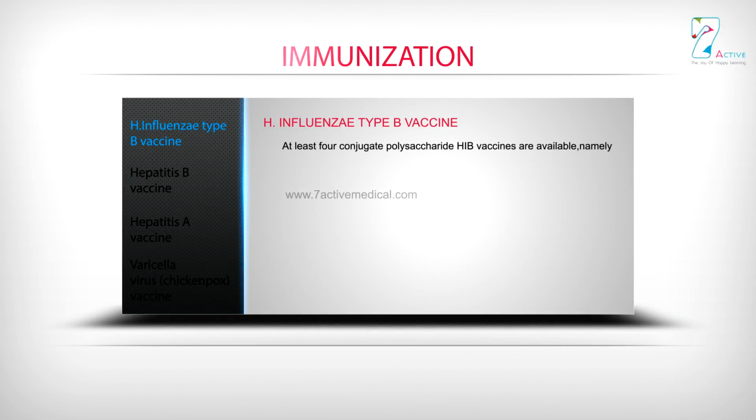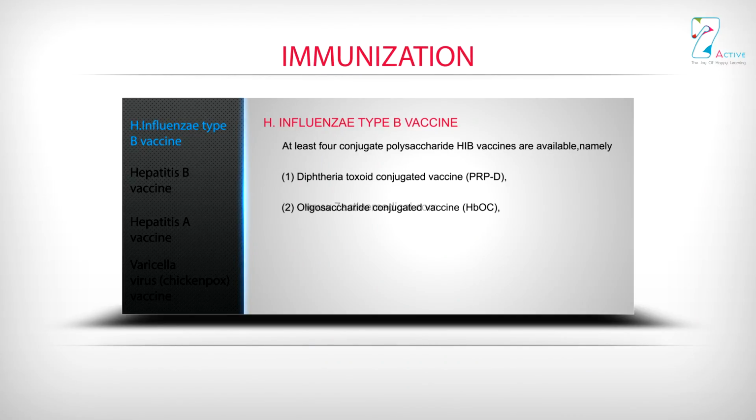At least 4 conjugate polysaccharide HIB vaccines are available, namely 1. Diphtheria toxoid conjugated vaccine PRP-D. 2. Oligosaccharide conjugated vaccine HbOC. 3. Meningococcal OMP conjugate vaccine, and 4. Tetanus toxoid conjugated vaccine HIB-TT PRP-T.